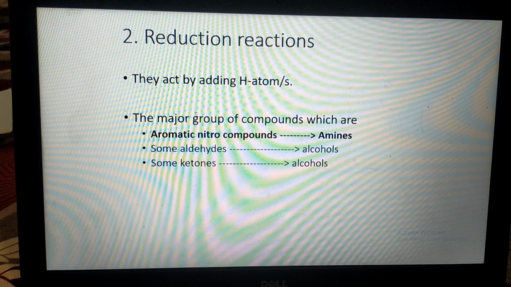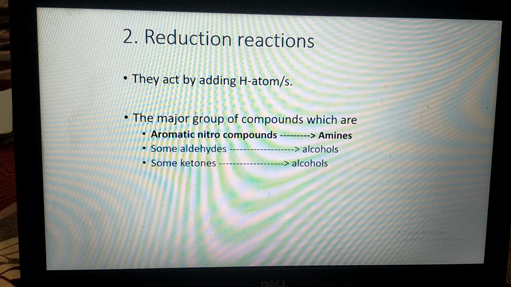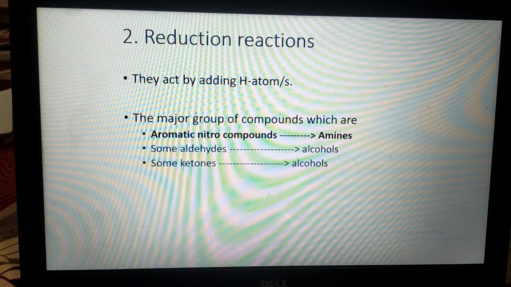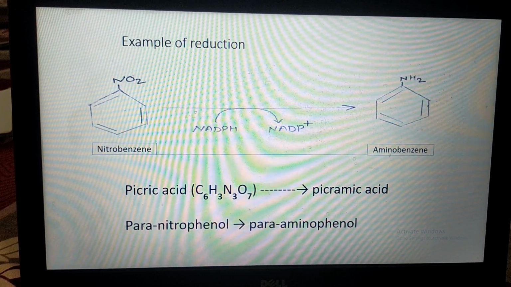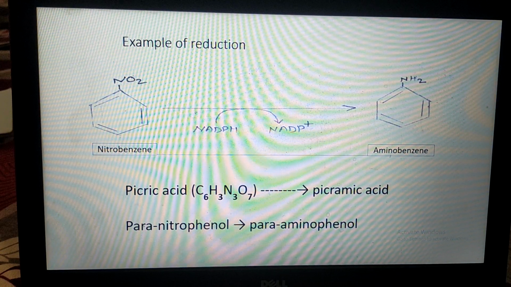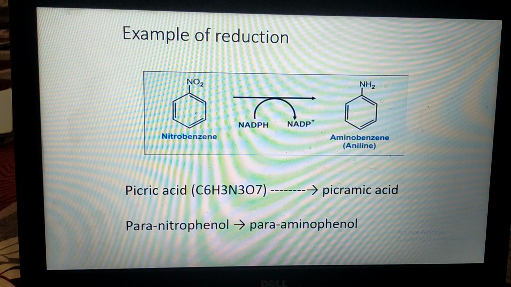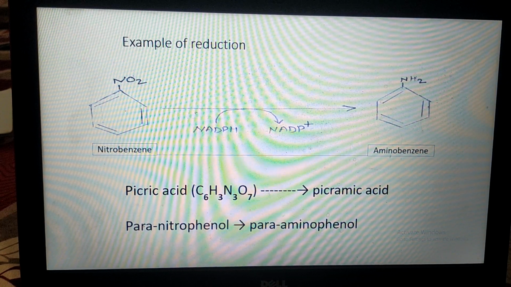Reduction is generally done by addition of hydrogen atom or hydrogen atoms. The compounds which undergo reduction are aromatic nitro compounds, which get converted into amines. Some aldehydes and some ketones get converted into alcohols after addition of hydrogen atoms. Now these are the examples of reduction. Here nitrobenzene is converted into amine, that is, nitro compounds are converted into amines with the help of NADPH. Similarly, picric acid is converted to picramic acid and paranitrophenol is converted to para-aminophenol.